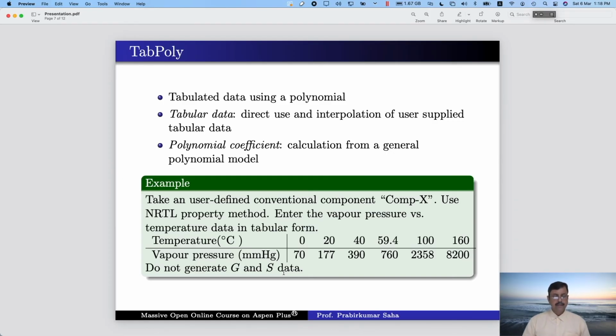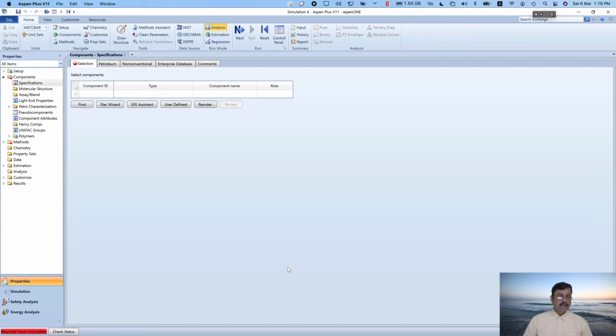For instance, suppose you have a user-defined conventional component called compx. The name suggests that this component is not within your Aspen database. So you are giving it a name, compx. So how to use tab poly for that? So let us go to the simulation window once again. Let us user define compx.